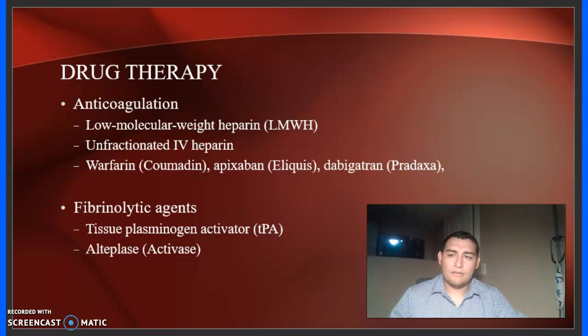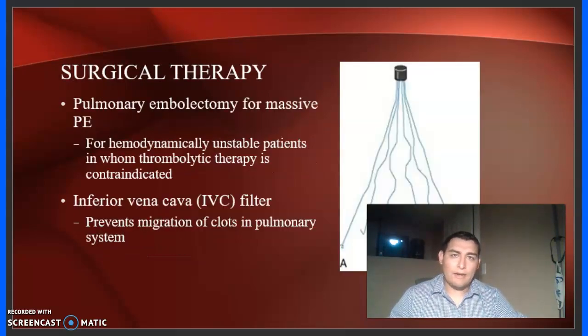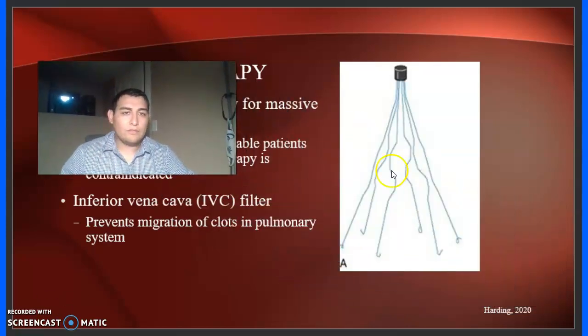So if a patient, unfortunately, just isn't a candidate for some of these medications, potentially because they're just hemodynamically unstable, there is a potential for surgical therapy such as pulmonary embolectomy, which they just go into it and take out the embolus directly. And then you also have inferior vena cava filter. So you have this picture right here that shows this device which they will place into the pulmonary system or the arteries. And then actually what this will do is it'll prevent the blood clot from flowing into the pulmonary system.